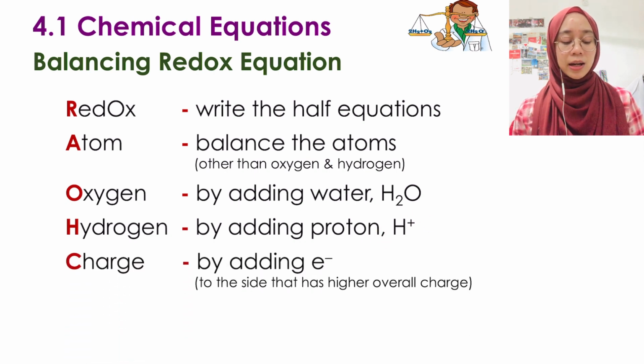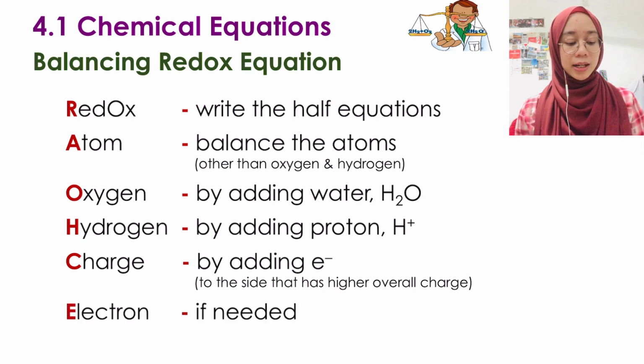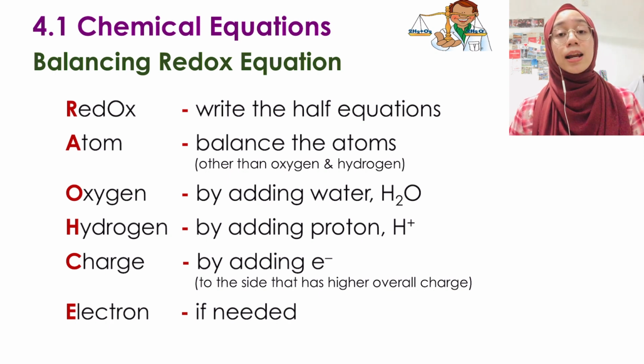And then the next one is to balance the charge, whereby kita akan tambah elektron. Dekat mana kita nak tambah elektron, kita akan tambah to the side that has higher overall charge. Yang water dengan H+ ni pula, kita akan tambah dekat side yang kurang oksigen ataupun kurang hydrogen lah. Elektron ni pula kita akan tambah dekat side yang has a higher overall charge. Nanti kita tengoklah. And last kali kita akan balancekan elektron kalau perlu. So basically steps yang ni pula kita panggil sebagai Rao-Che steps.